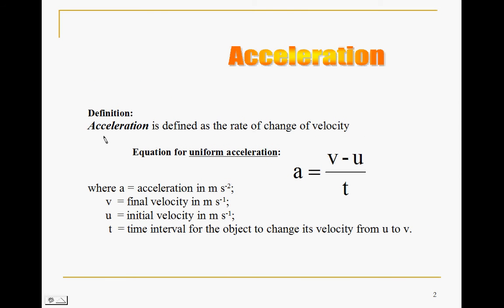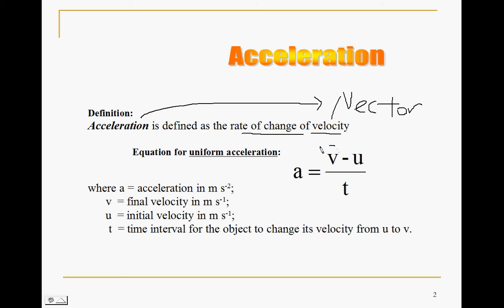Right, now acceleration. We'll start off with the definition: acceleration is defined as the rate of change of velocity. When we see the words rate of change, essentially it means how fast one entity changes with respect to time. In this case, how fast velocity changes with respect to time gives you the acceleration. Now we know that velocity is a vector, so if velocity is a vector, so is acceleration. Take note of this.